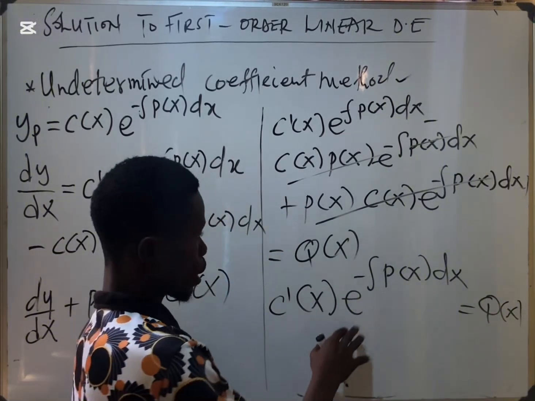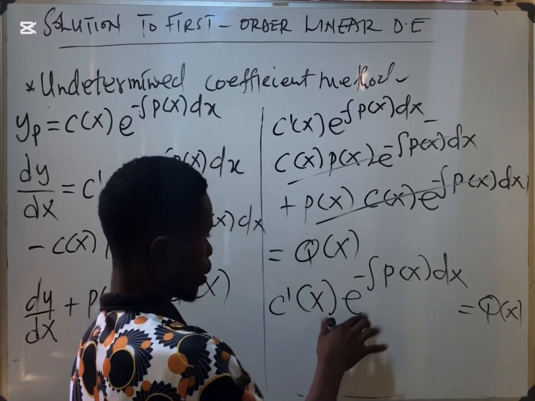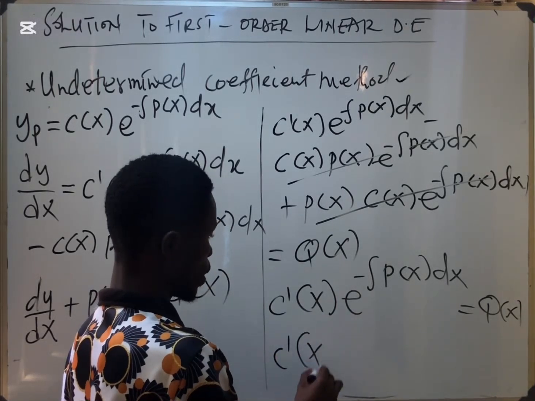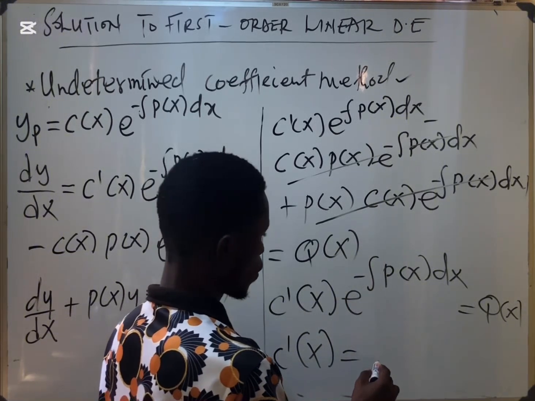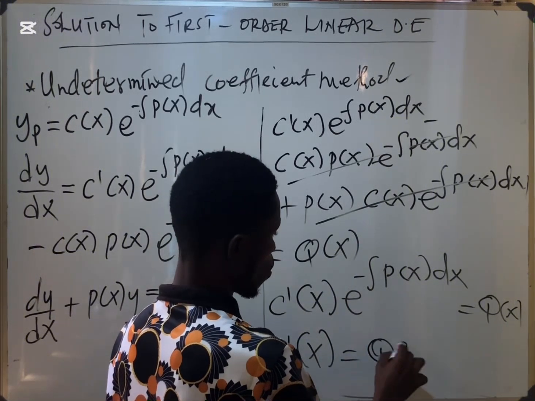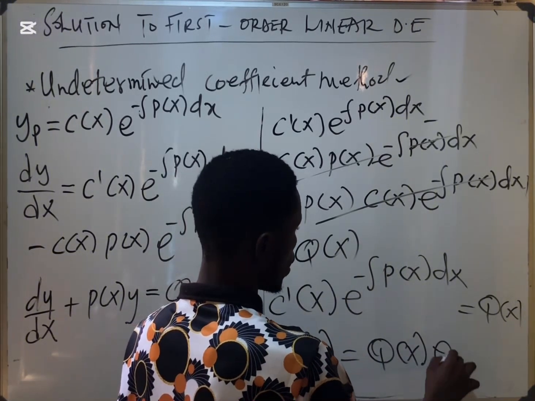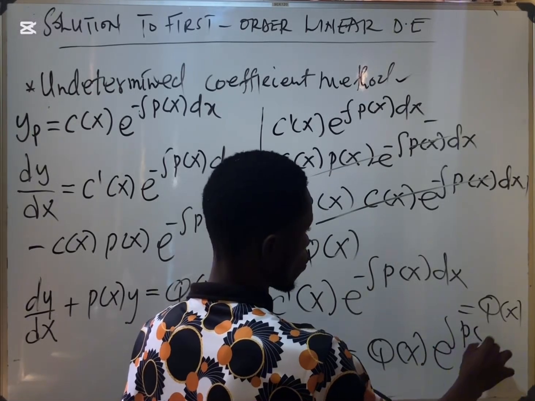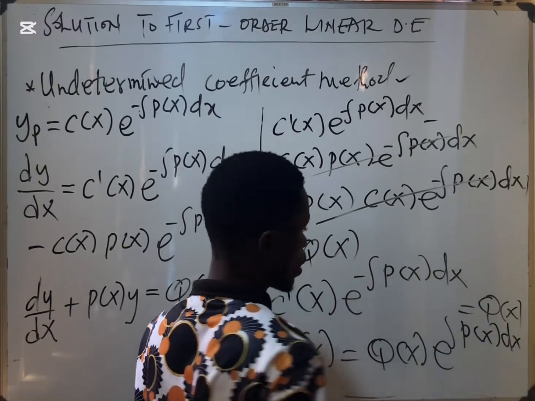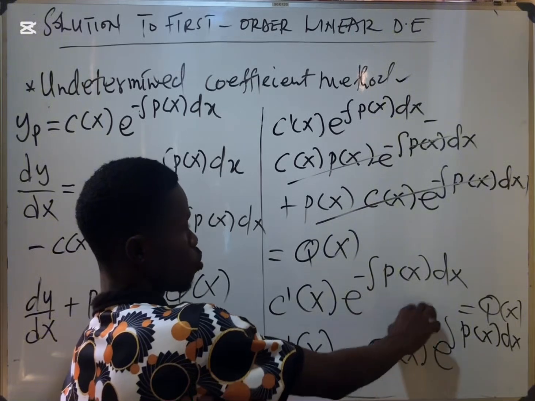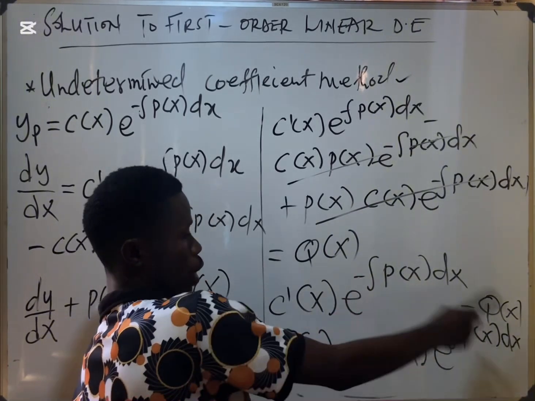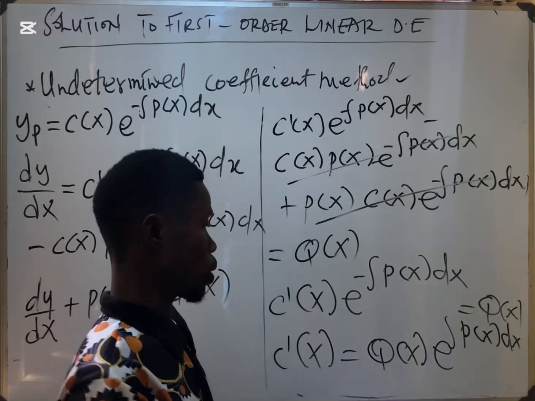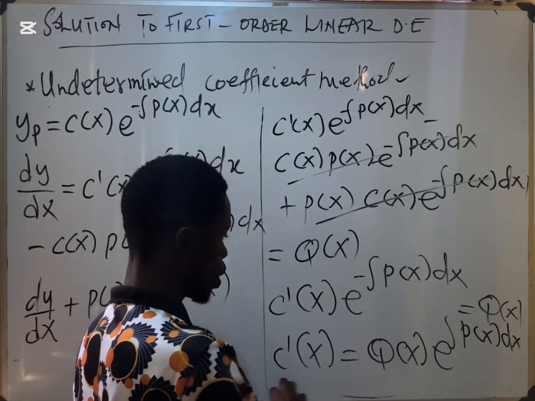So at this point, I can divide both sides by this one. So I have c prime of x equals k of x e to the integral of p of x dx. You know that if I divide through by the whole of this one, because of this negative, it becomes positive, so that's why I've just written it straight away. Is that okay? So this is what we have.